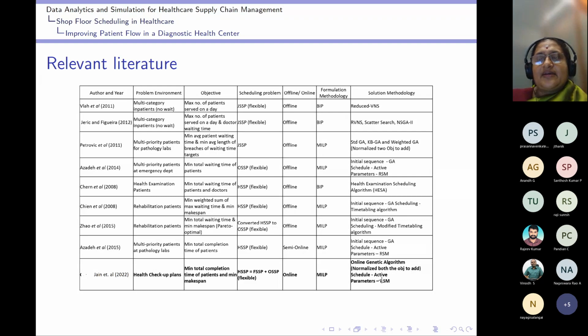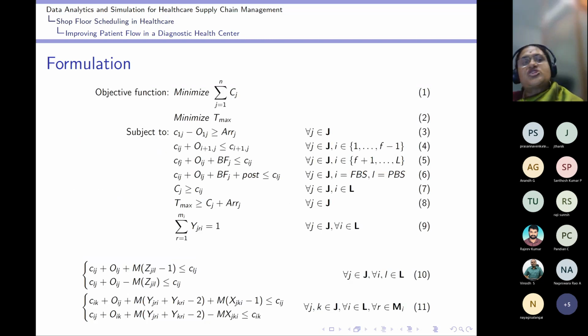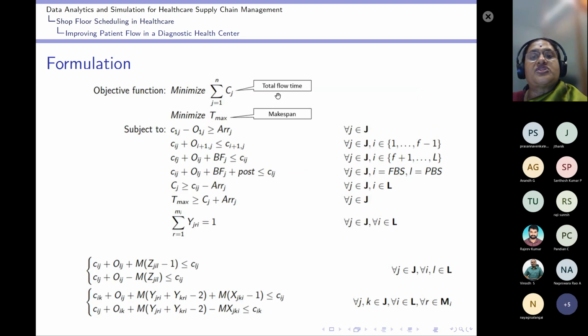I'm going to just look at the formulation here. I'll just give a brief of the formulation. These are the notation, and let's look at the formulation. As I said, I had two objectives: to minimize both total completion time and minimize the makespan. I have written both these objectives here, which are total flow time and makespan.